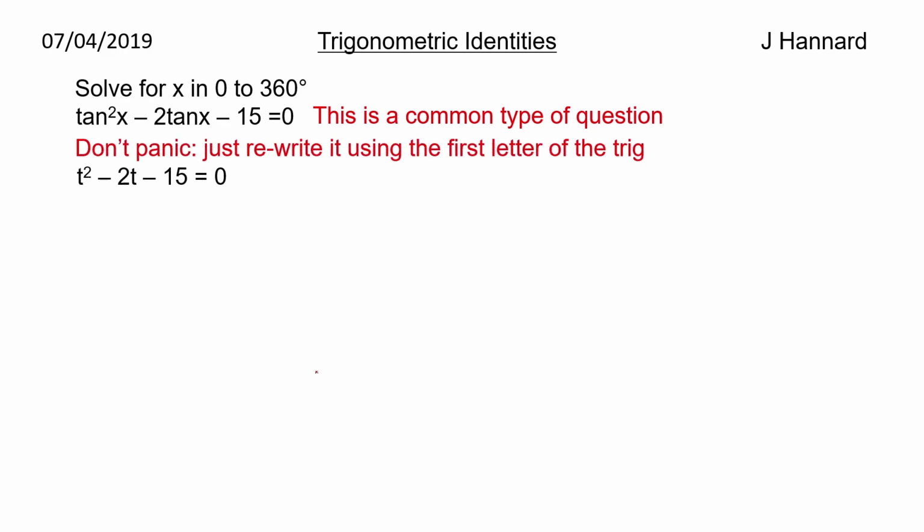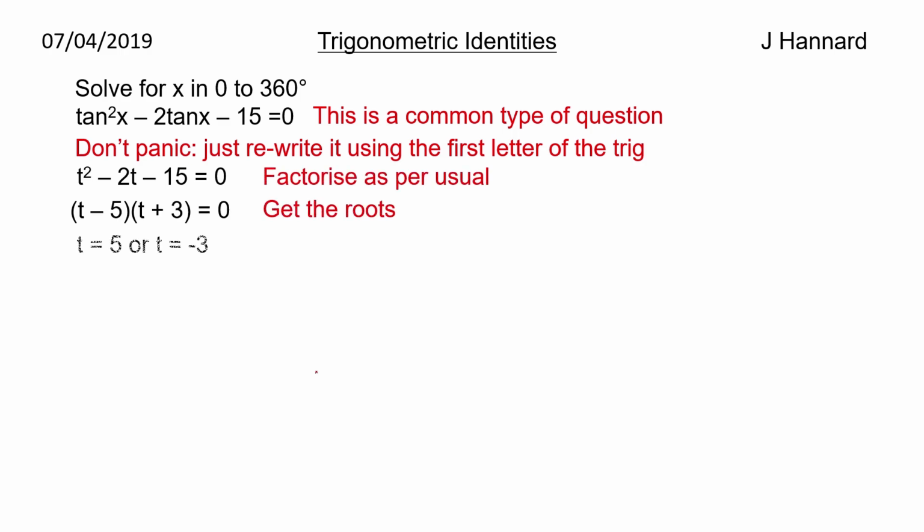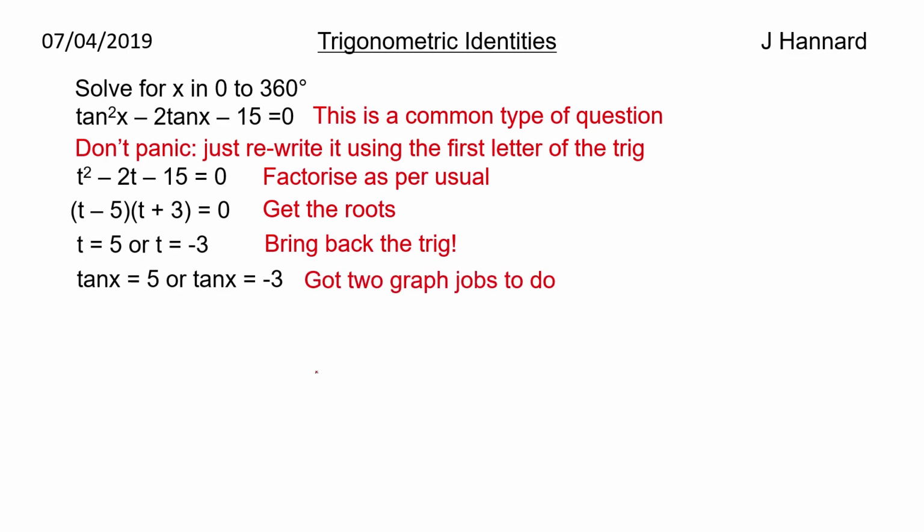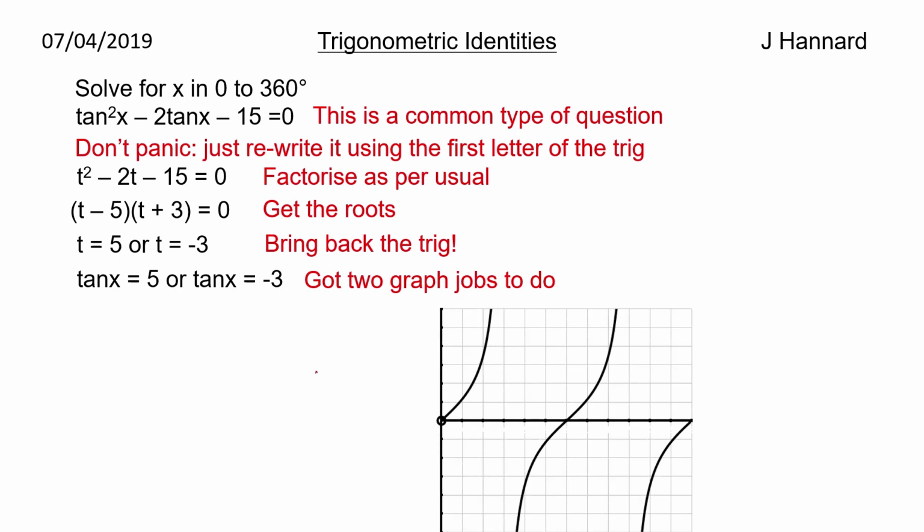So t squared minus 2t minus 15 equals 0. And that's a lot more solvable. It factorizes, lovely, to (t minus 5)(t plus 3) equals 0. So t equals 5 or t equals minus 3. So that means we bring back the trig and say tan x equals 5 or tan x equals minus 3. And then we do exactly the same as we did before.